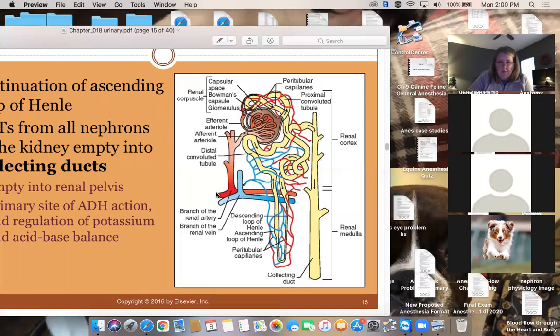The big thing to remember is this is a branch of the renal artery. It's an afferent arteriole coming into the glomerulus. It's an efferent arteriole leaving. Then the efferent arteriole branches and becomes the peritubular capillaries. After oxygen is exchanged and CO2 is returned to the blood, those capillaries join the renal venule, which goes to the renal vein, which goes to the vena cava. That's the blood component.